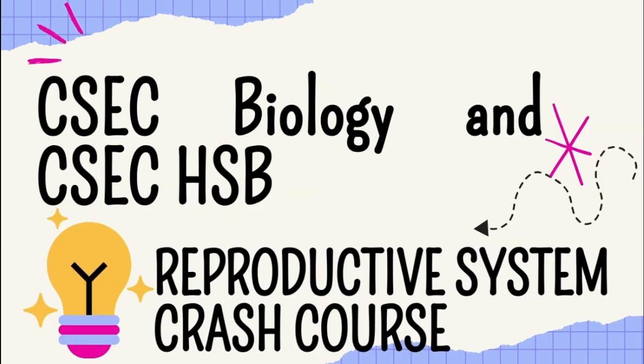Okay, so basically we're going to be doing a reproductive system crash course. This is for both CSEC Biology and CSEC HSB. Even though CSEC Biology is more general, and CSEC HSB is more focused on the human body, it's the same thing in CSEC Biology and it's the same thing in CSEC HSB.